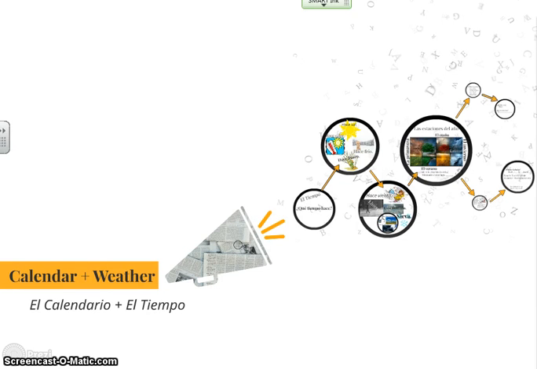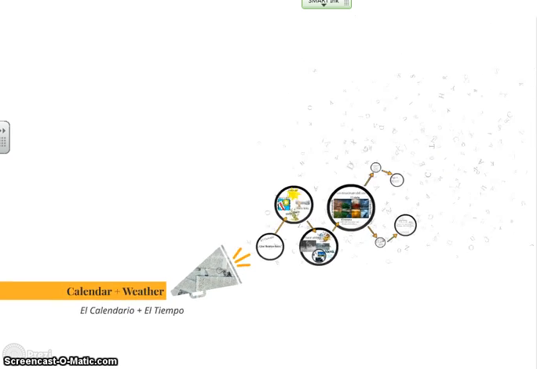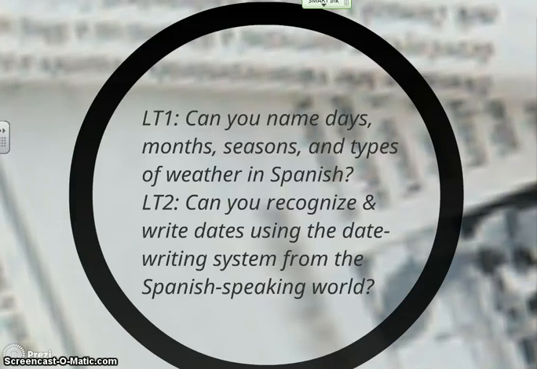Let's learn about the calendar and weather, el calendario y el tiempo. We have two learning targets for this unit. The first one, can you name the days, months, seasons, and types of weather in Spanish? And second, can you recognize and write dates using the date writing system from the Spanish-speaking world?